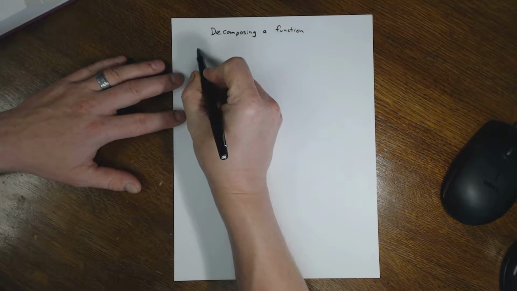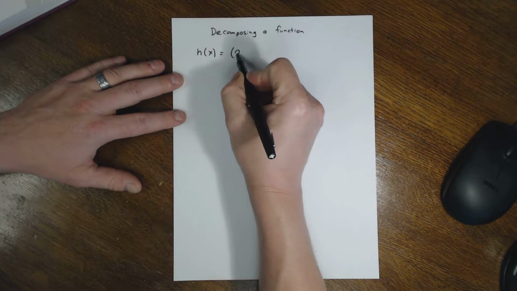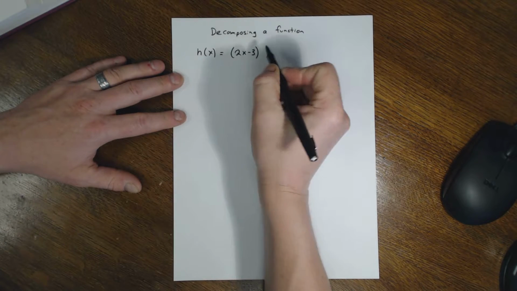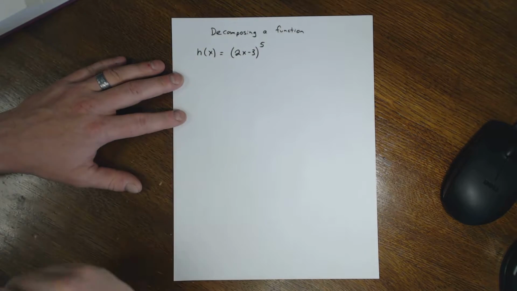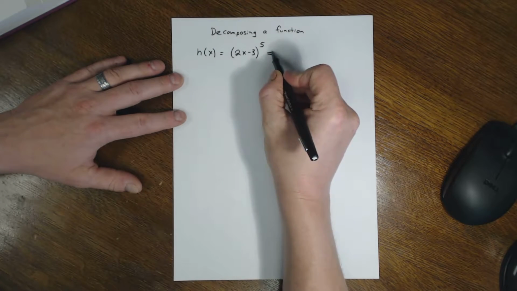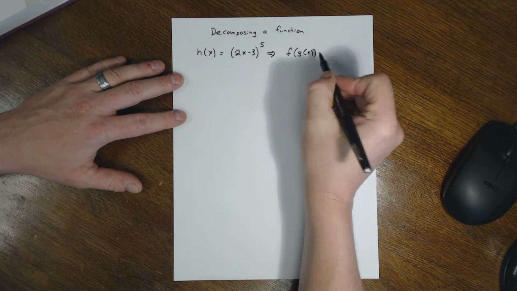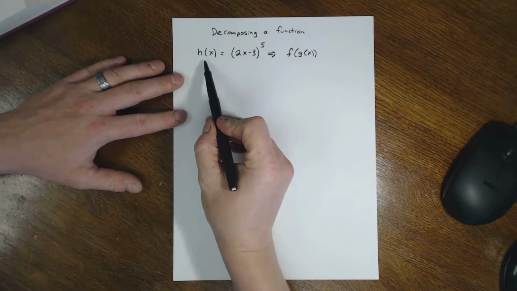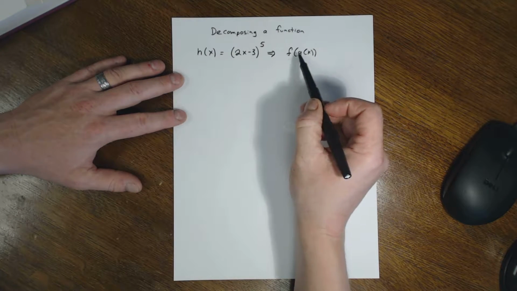Let's say that we started with the function h of x is equal to (2x minus 3) all to the 5th power. What we want to do is change this into an f of g of x. So we're going to take one function and decompose it into two separate functions and figure out what those two functions are.